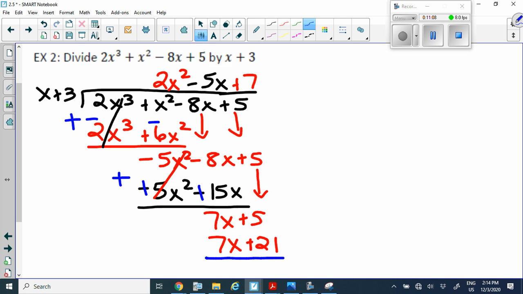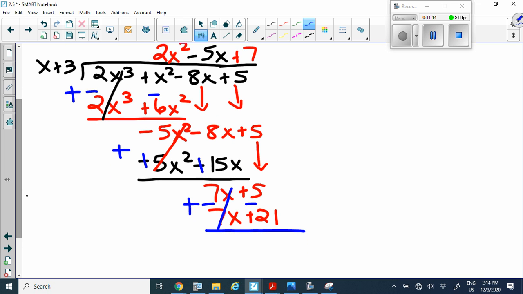And once again, subtraction, change that to addition. Of course, these two should cancel out. And then I do 5 minus 21, which gives me negative 16. This is what we call our remainder.